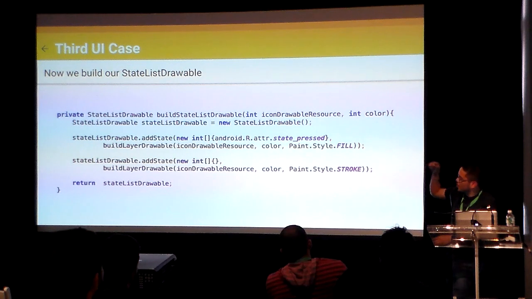This first parameter that I'm passing is the state pressed. It's just to say that when it's pressed, it's going to apply this drawable. When it's not pressed, it's going to apply this other drawable. Just like we do in XML, there is not much secret. It's just that we are using code, and it's pretty straightforward, right?